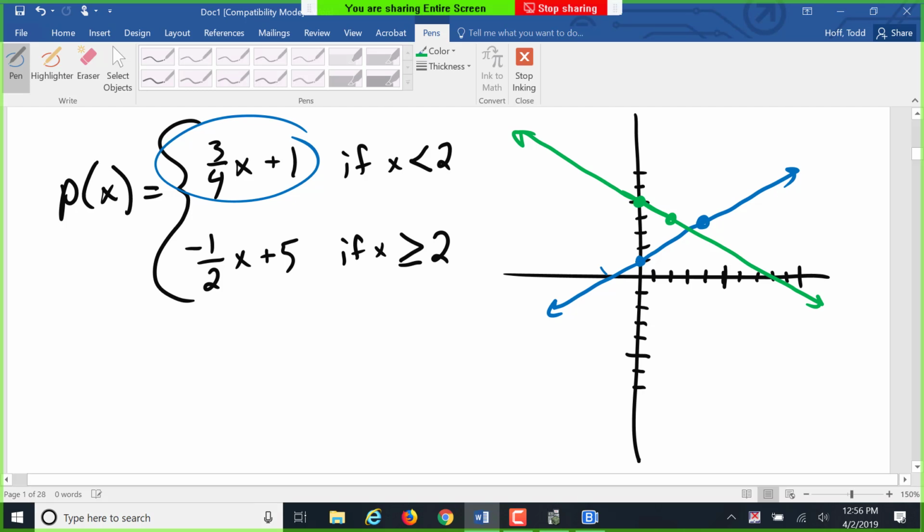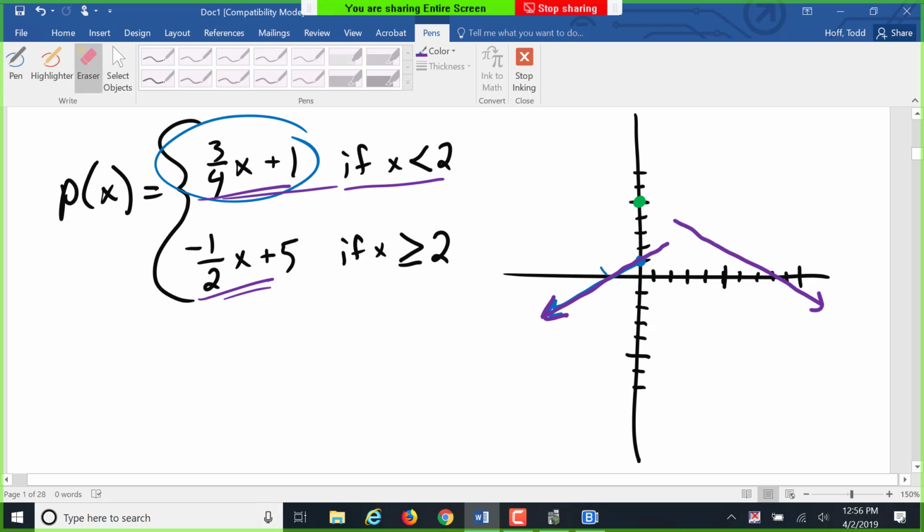Now again, we have to look at our restrictions. This top one is only where x is less than 2, so here's 2. The blue line goes this direction. I'll erase the rest of it. The second one, the green line, is greater than or equal to 2, so from 2 we go this way. Which one includes the 2, the green or the blue? Green. So we're going to put a solid dot on that one, open dot on that one. Any questions?